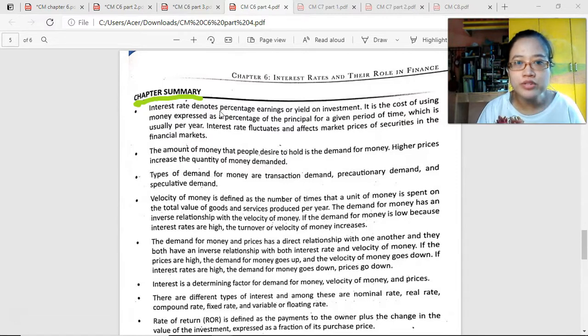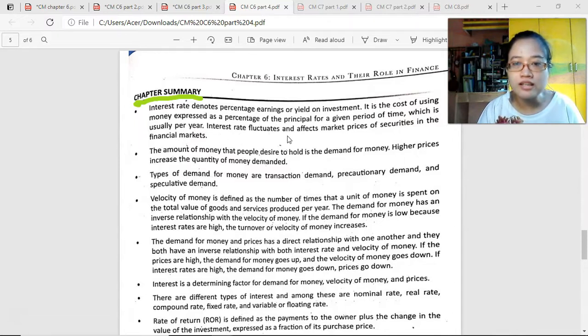Okay. Interest rate denotes percentage earnings or yield on investment. So we have two perspectives. From the depositor or investor, it's interest income for them. And for the borrower, the businesses or individuals that need the funding, it's interest expense for them. It is the cost of using money expressed as a percentage of the principal for a given period of time, which is usually per year. Interest rates are normally expressed as an annual rate.